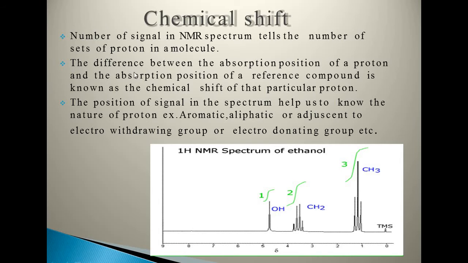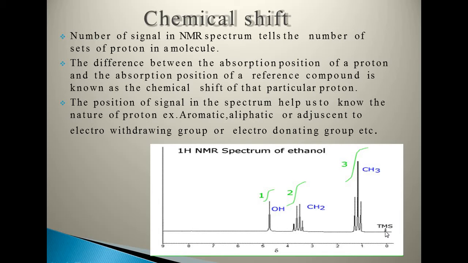So you can define it as the difference between the absorption position of a proton and the absorption position of a reference compound, known as the chemical shift of that particular proton. Consider your TMS, that is tetramethylsilane, as your reference compound. As it has the same magnetic environment for its 4 CH3 groups, which experience the same magnetic field, ultimately it will give you the signal at 0.